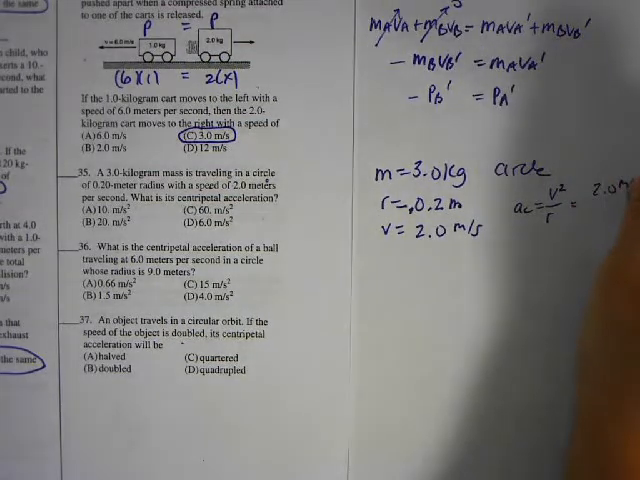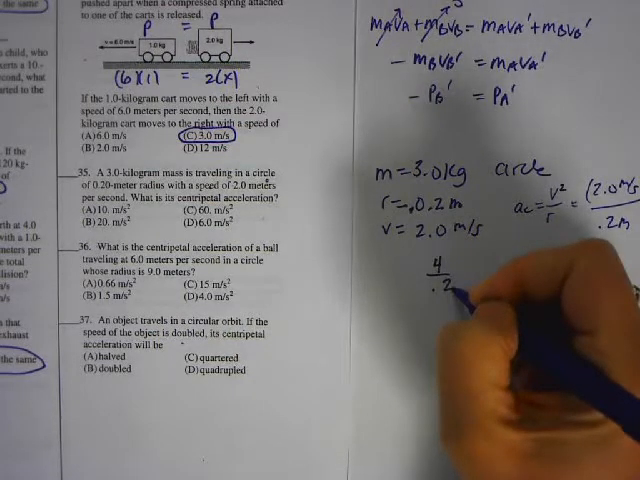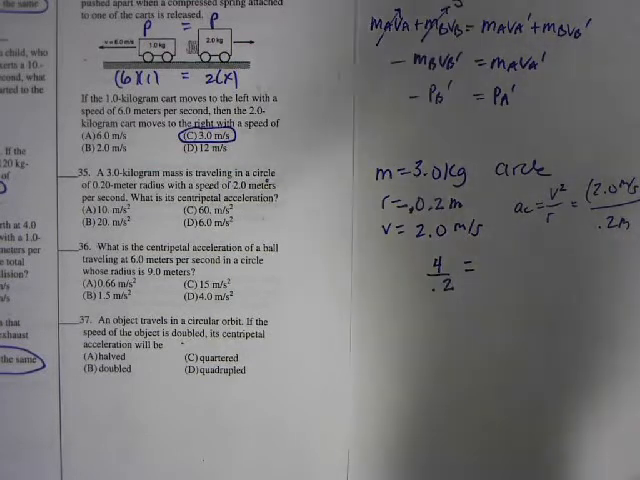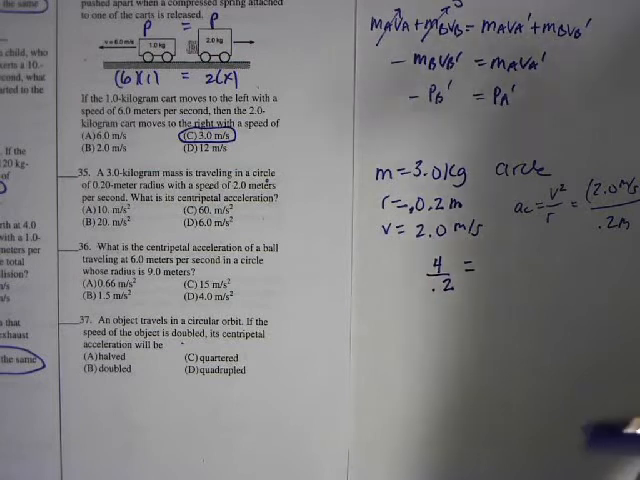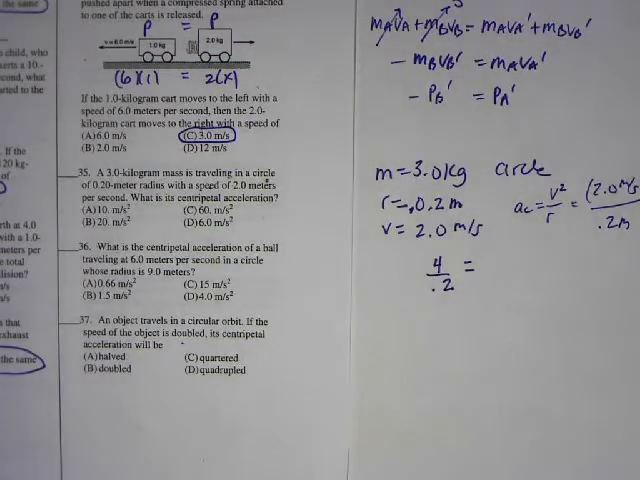So it's 2.0 meters per second squared over the 0.2 meter radius. So 2 squared is 4, so 4 divided by 0.2. Now remember, you could do this in your head. So even though you're going to use your calculator, you want to ballpark the math in your head in case you press the wrong button.